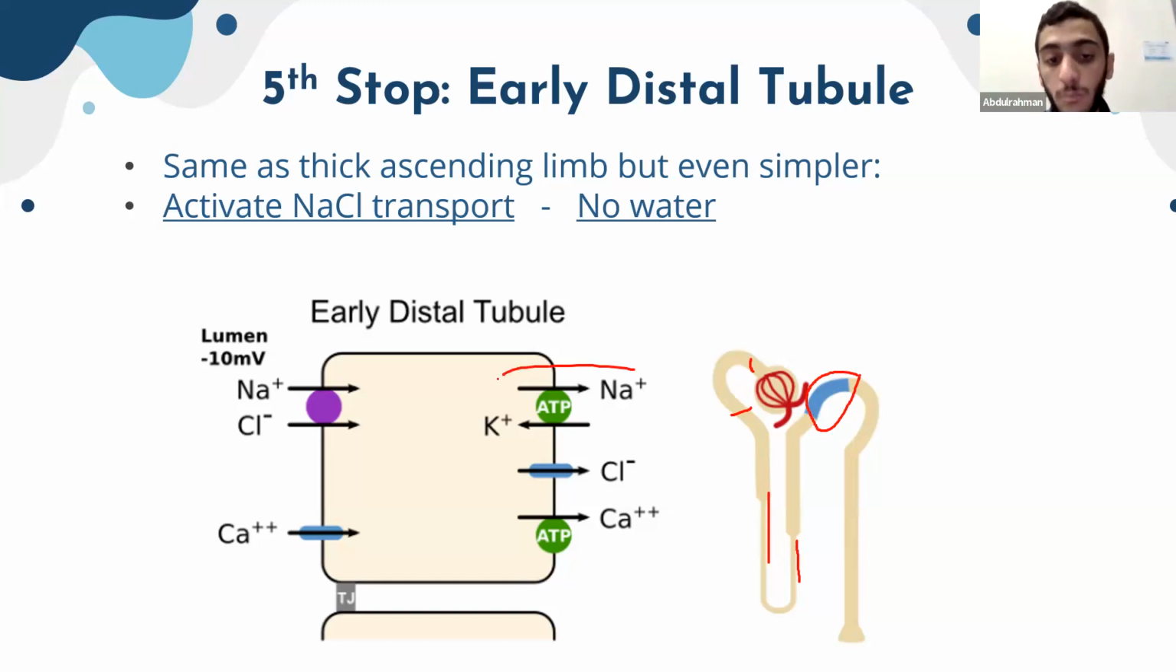Okay, so we got the sodium potassium ATPase. What I mean by that is that there is no water transport. Tamam? So it's similar in the sense that there is no water transport. And then we got, even, it is simpler than the thick ascending limb. Tamam?